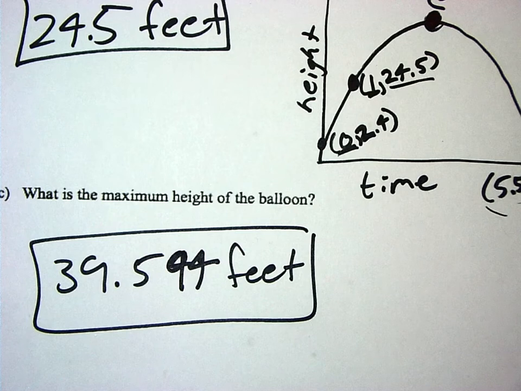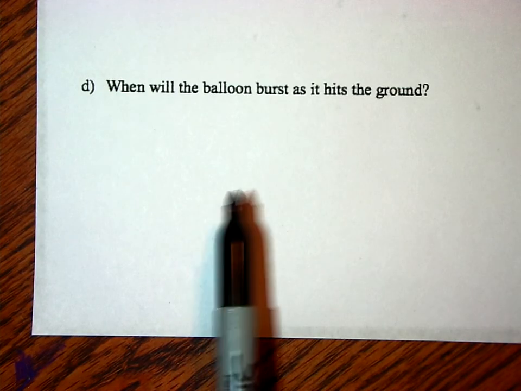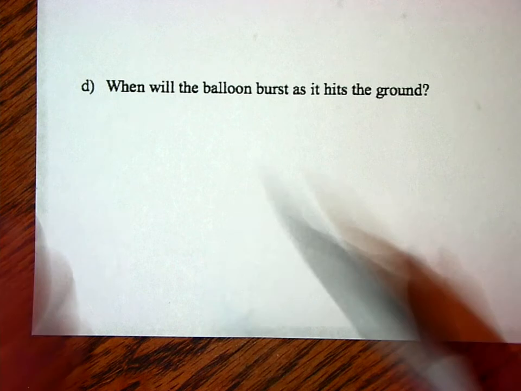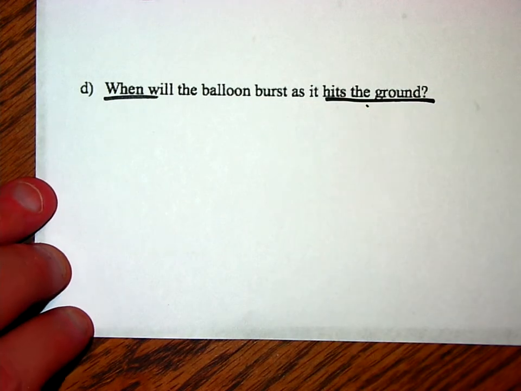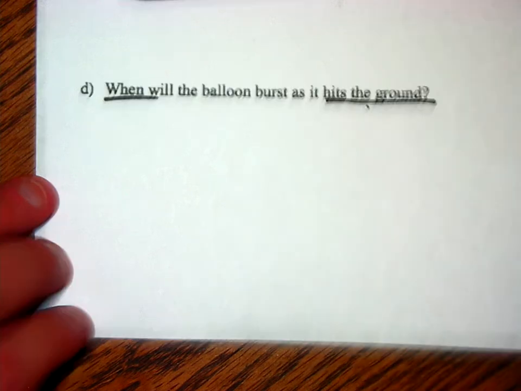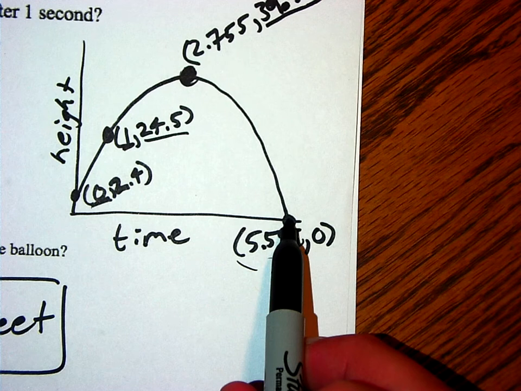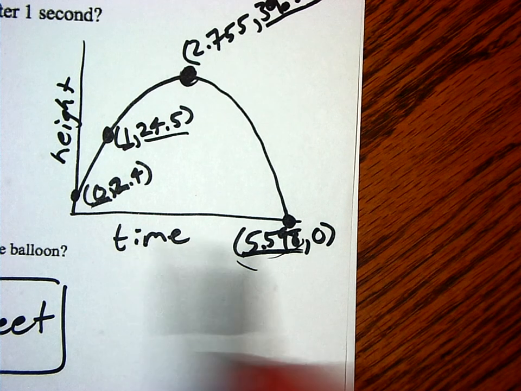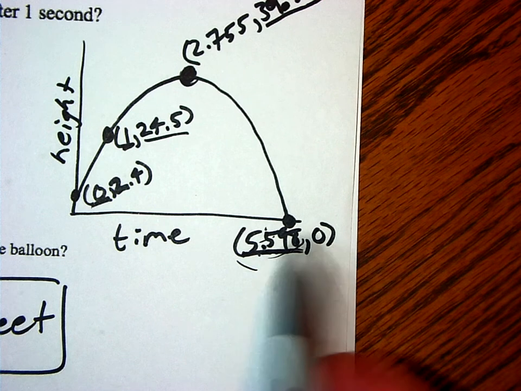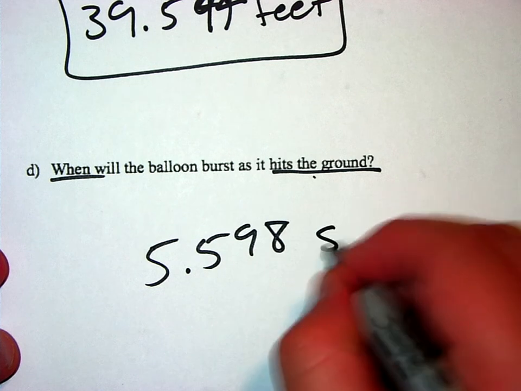And last but not least, okay, when will the balloon burst as it hits the ground? So really we're looking for when does it hit the ground. Okay, just describing what it does when it bursts. And when does it hit the ground? Well, we've already discussed that. It's right over here. Okay, this is the point where it hits the ground. And at that point, it's traveled for how long? The x value along the bottom is 5.598 seconds. Okay, so when does it hit the ground? At 5.598 seconds.